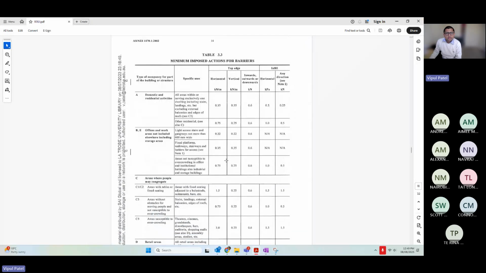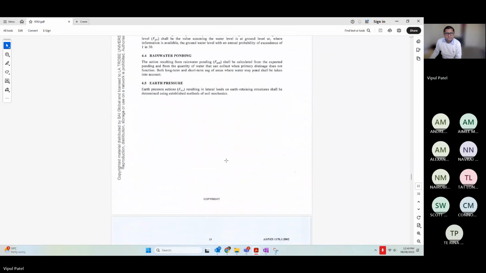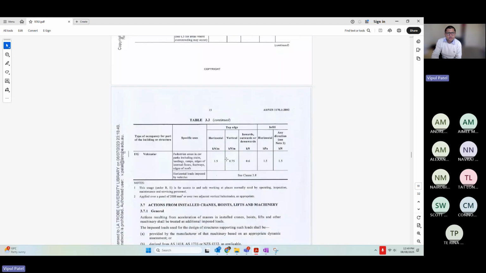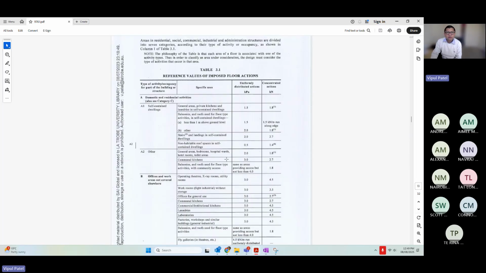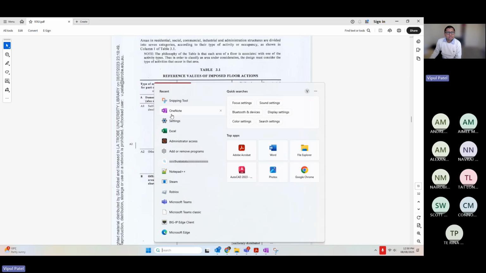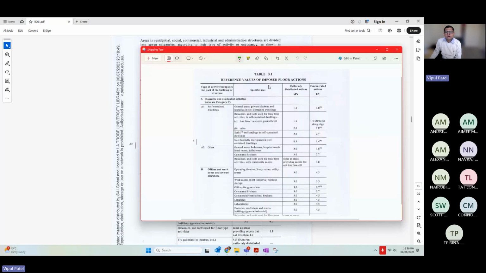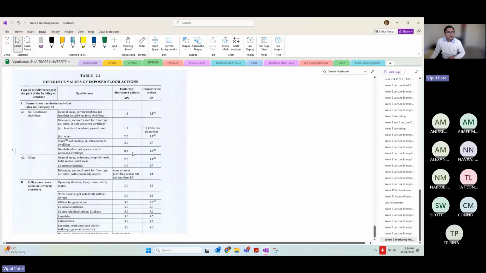Go back here, table number... live load is where? Oh, here in table 3.1. And if you look at this table 3.1, domestic and residentials, and then self-contained dwellings, and let's get these tables. So it would be useful. Table 3.1. Copy. And this is a second floor live load.